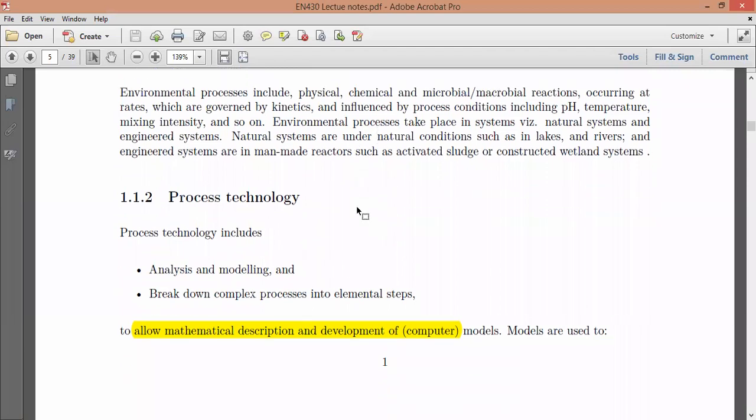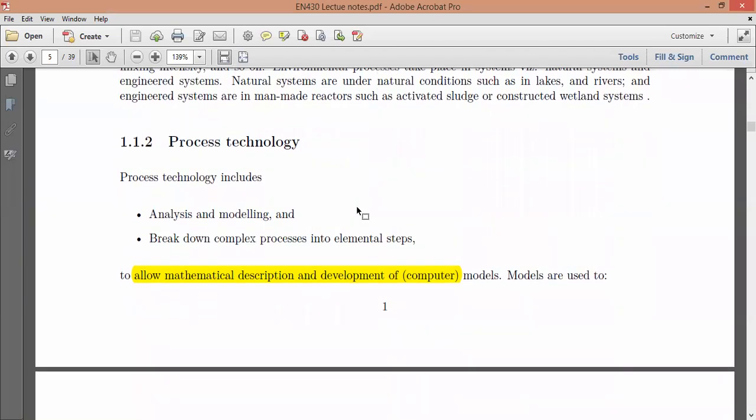I don't remember it. Anyway, coming to process technology. Process technology includes analysis and modeling, as well as breaking down complex processes into elemental steps.